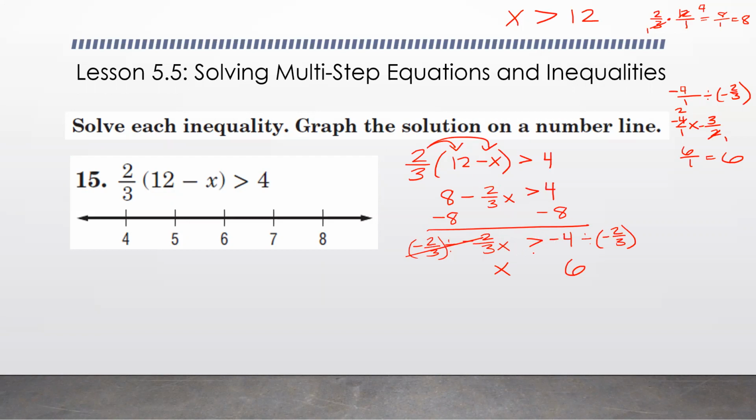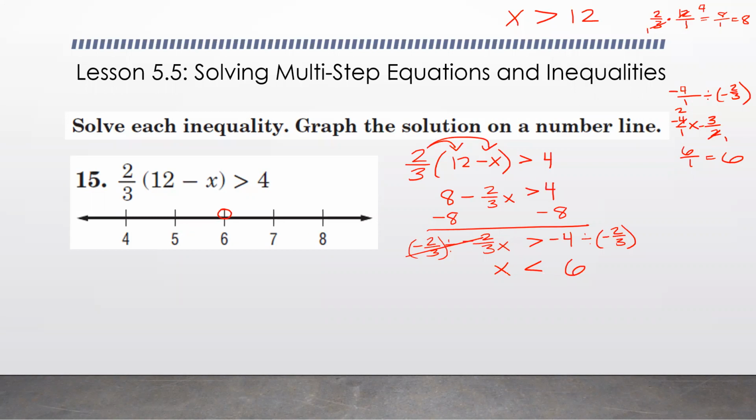So right now it says greater than, but I multiplied by a negative 2/3, so I'm going to flip that. Okay, so x has to be less than 6. So it could be 5, it could be 4, 3, 2, 1, 0, negative 1, negative 2, any number that's less than 6. So that means at 6, I'm going to put an open circle because it cannot equal 6.